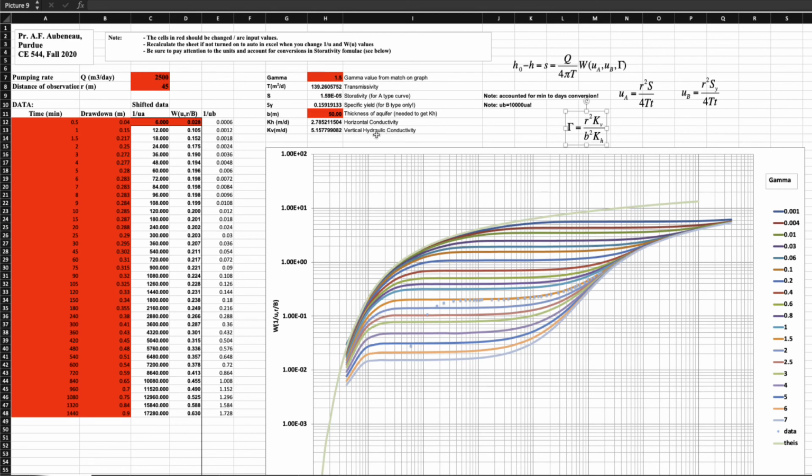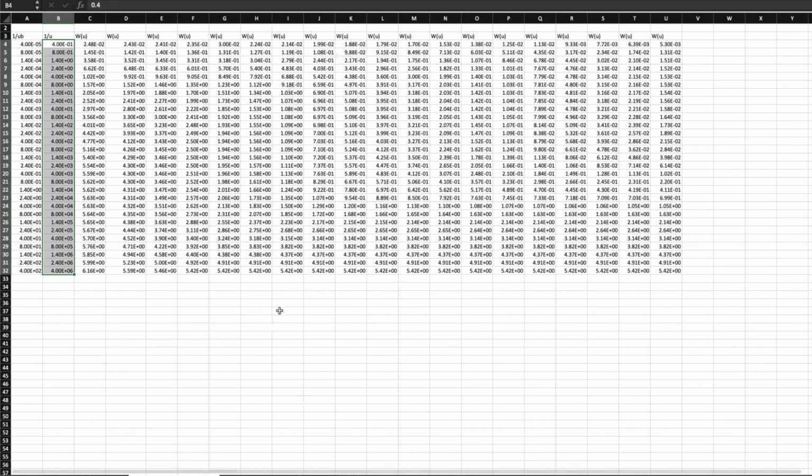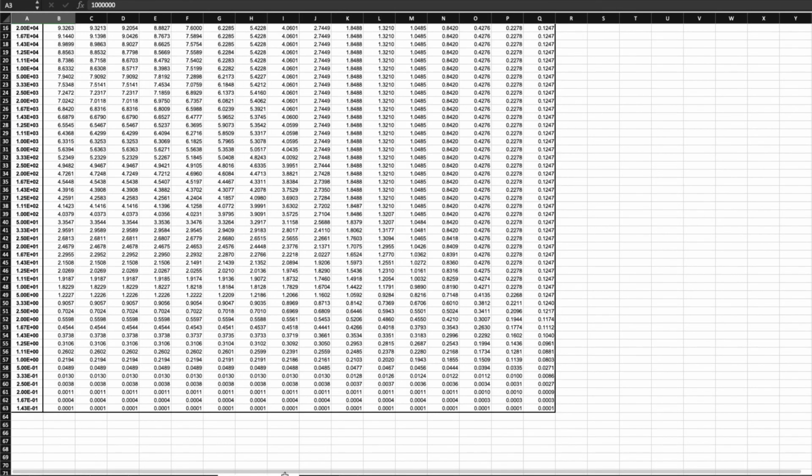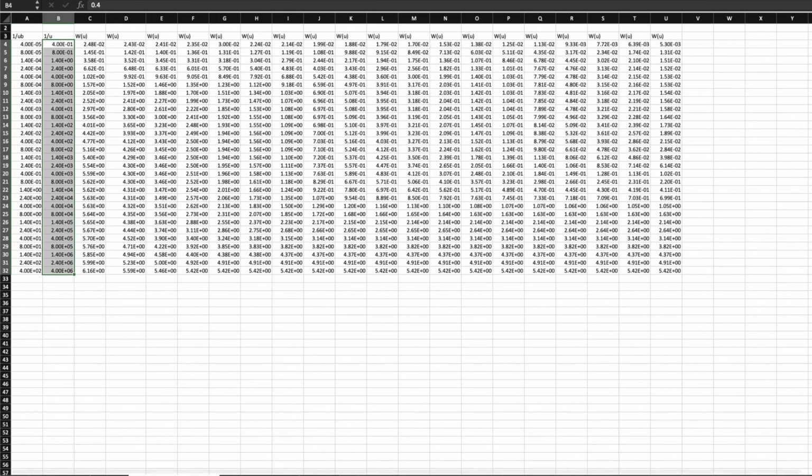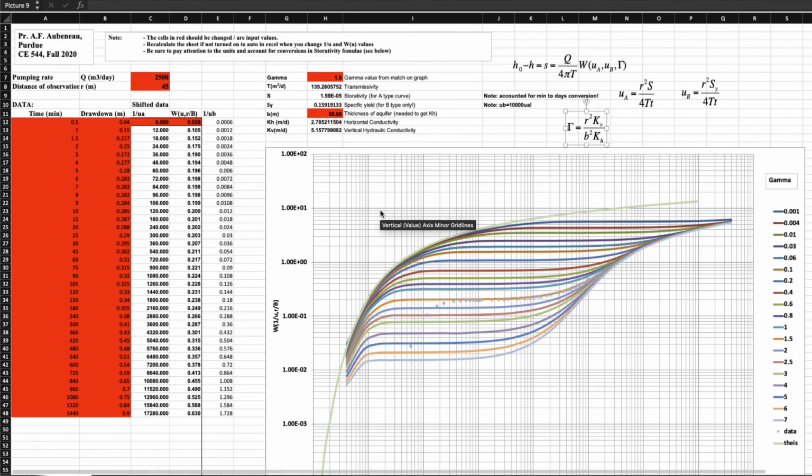So yeah, that's how you use that little Excel interface. And of course, the well functions are tabulated here. So this is the unconfined, and this is the one that we use for just the semi-confined or the artesian well function for the leaky confined aquifer. But this is the unconfined complete one. And this is the interface you can use.